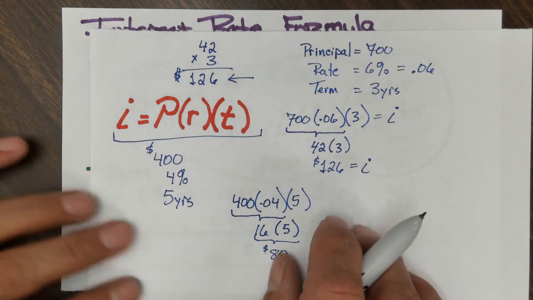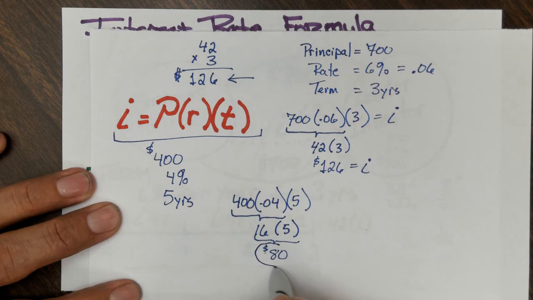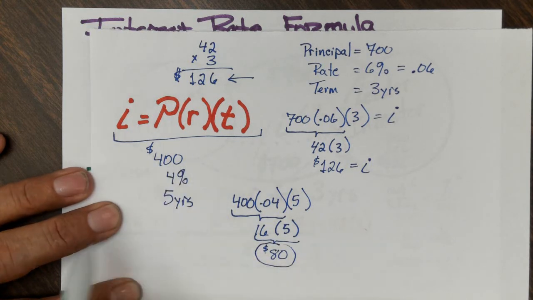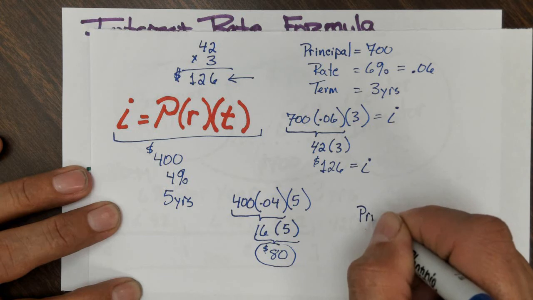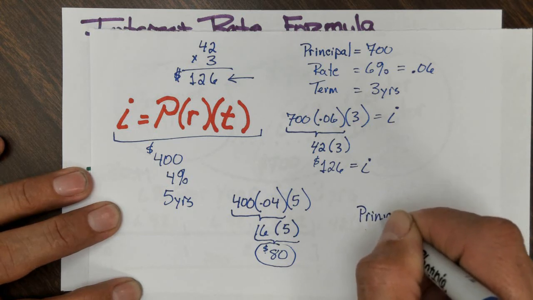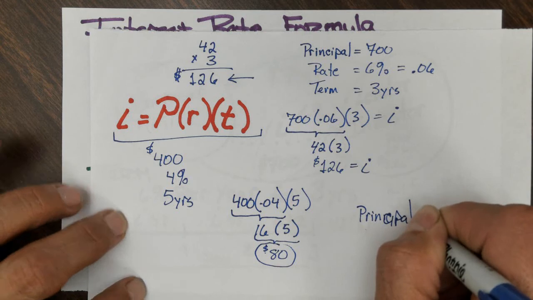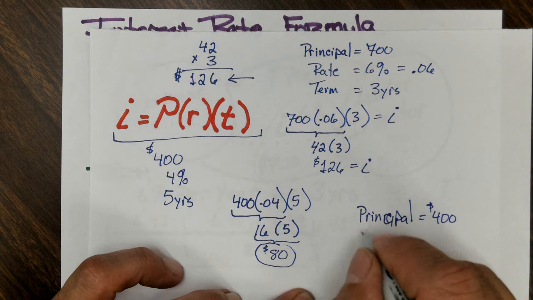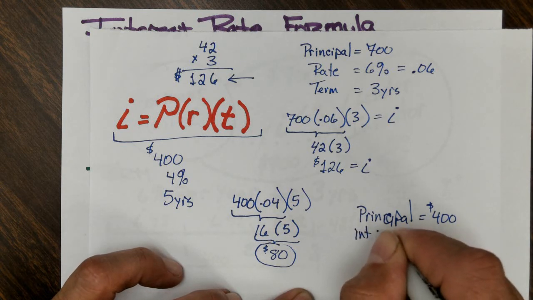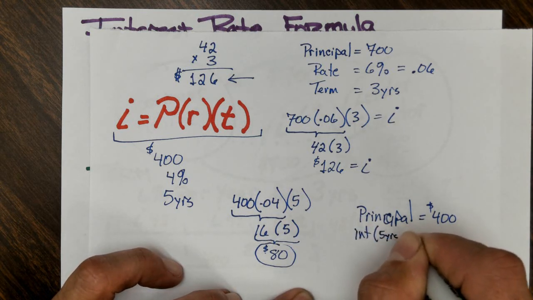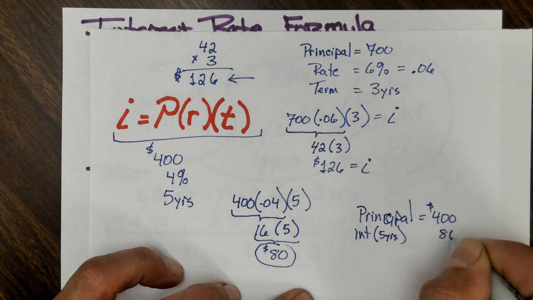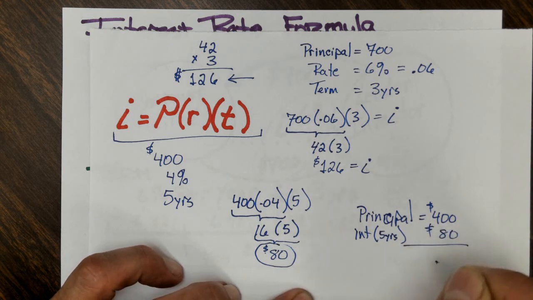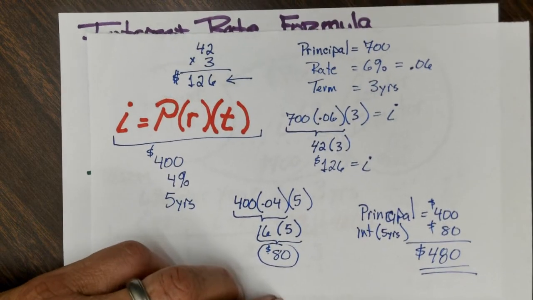So when you go to take your money out, what you're going to get paid is this plus that. So we have your principal, $400, your interest for 5 years, that's $80. Add it up, so after 5 years, if you're going to go take your money out of the bank, you will have $480. That is simple interest.